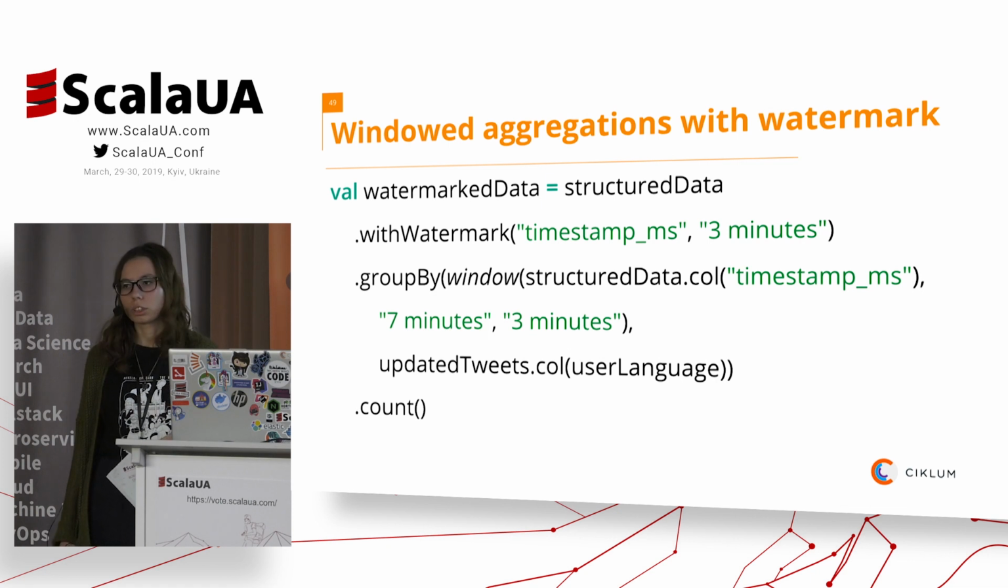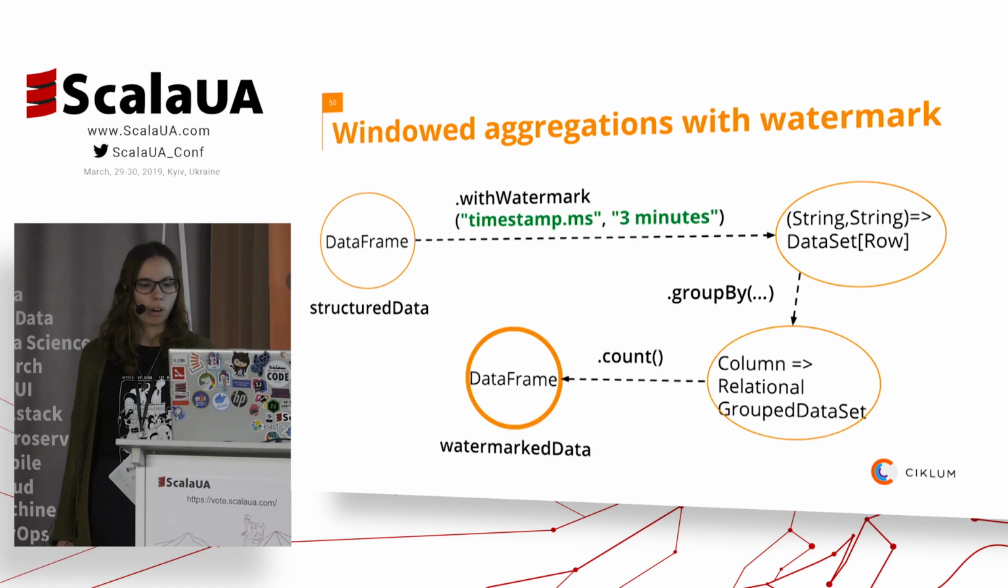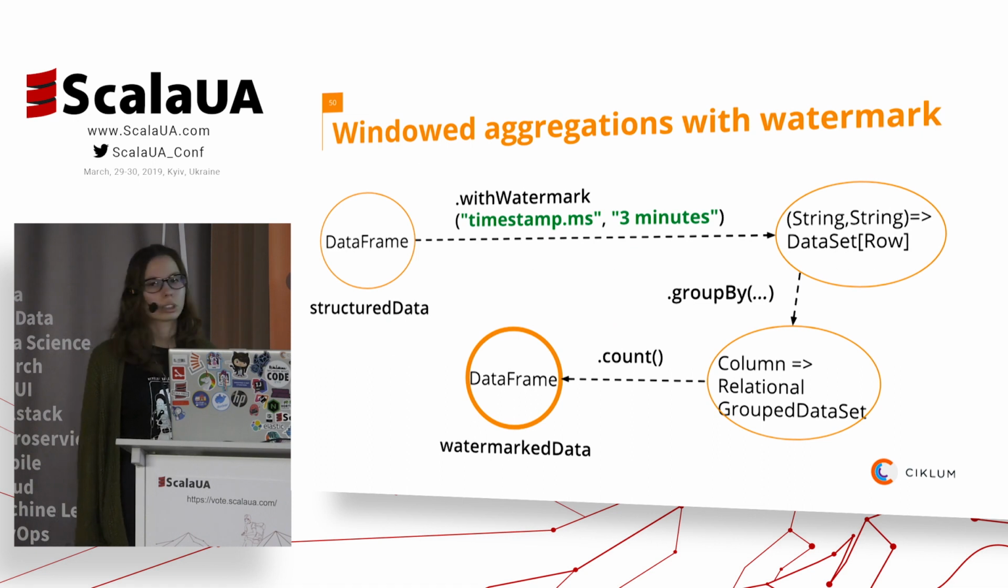Also, if you want to watermark our data, this is exactly the same as the previous code, except for the second line, where we run this watermark method. Again, we provide this timestamp, so our watermark is 3 minutes. As you remember, the window size is 7 minutes, so once the window size passes, then 3 minutes later, our data gets too late, for example. Then we get, again, the relational group dataset internal method, and as we get the count, the result is a data frame.